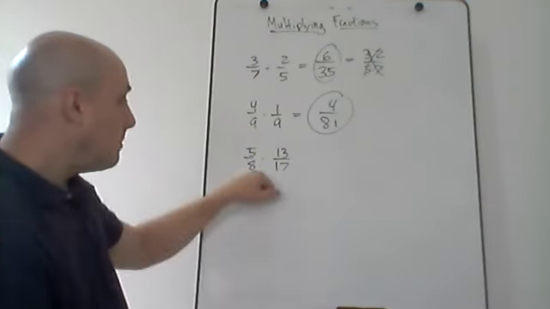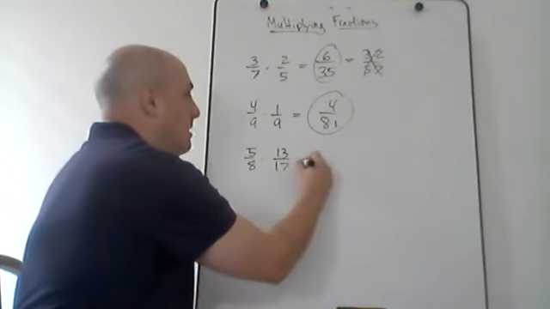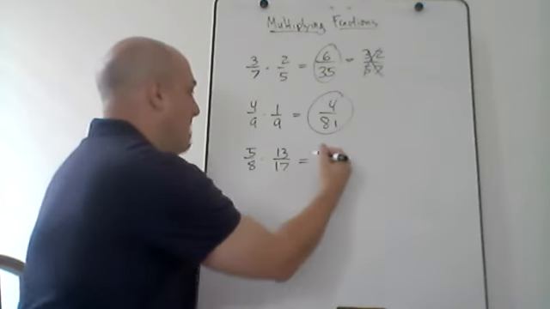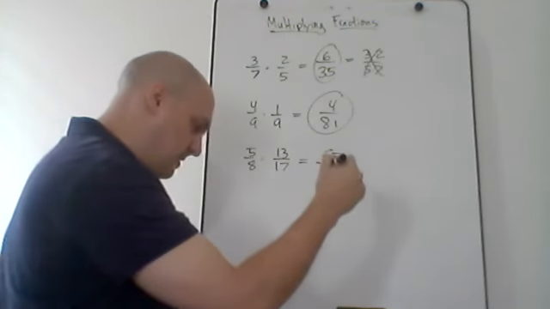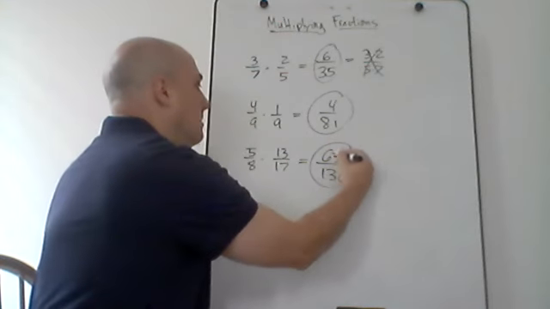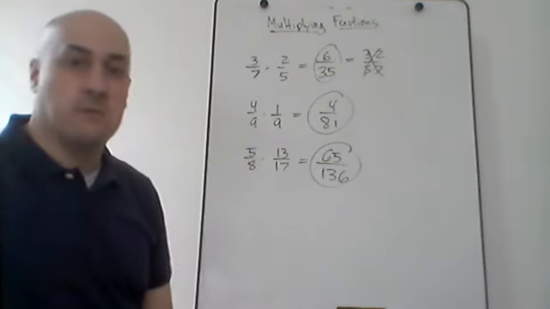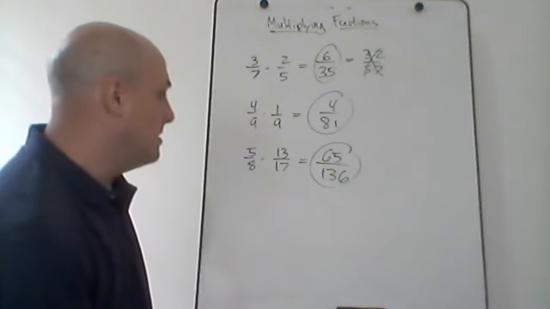All right. The next one, 5/8 times 13/17. All right, so once again, multiply straight across. 5 times 13 is 65. 8 times 17 is 136, which I just cheated and looked down. Don't know if you noticed that, but I had the answer written on a piece of paper in my lap. So we get 65 out of 136.